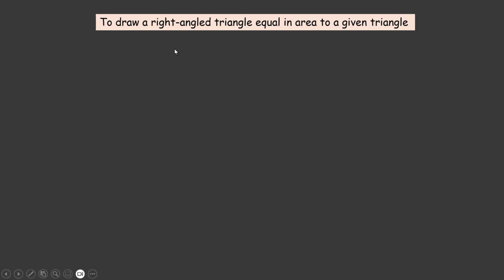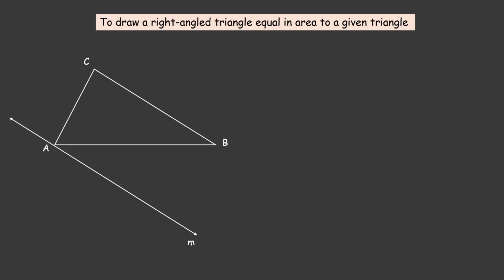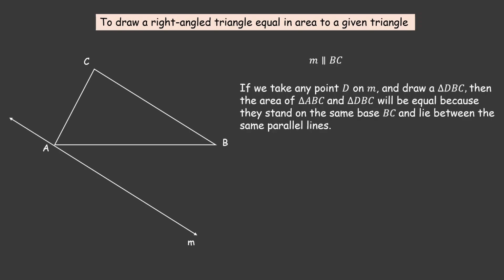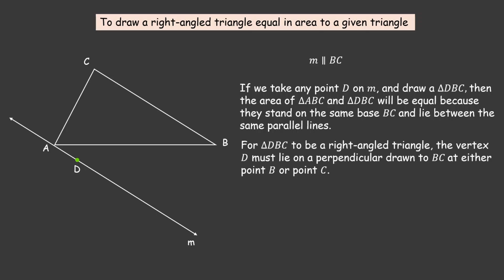We are going to draw a right angled triangle equal in area to a given triangle. We are going to follow certain same steps. We'll draw a line M parallel to BC and take a point D on M and draw DBC such that the area of ABC and DBC will be equal because they stand on the same base BC and lie between the same parallel lines.